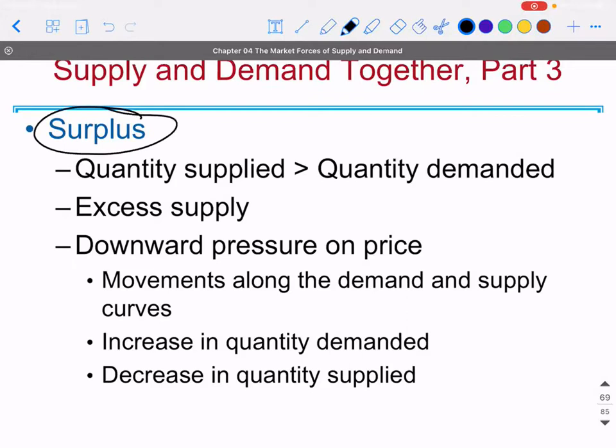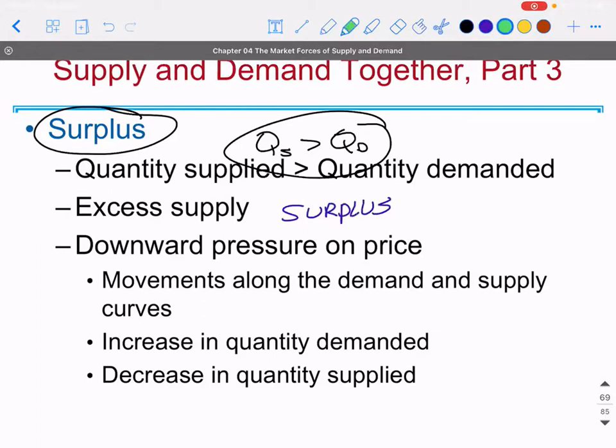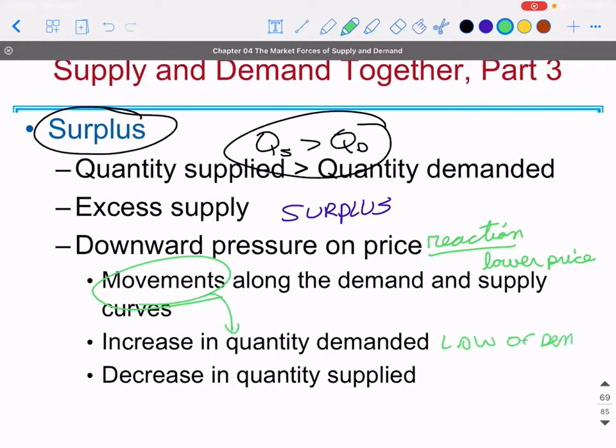But again, when you have a surplus, the issue is that quantity supplied exceeds quantity demanded. That is our surplus. And the reaction to this surplus is lowering the price. As the price is lowered, there's a movement, and you've got one dictated by the law of demand and the other dictated by the law of supply. As price goes down, quantity demanded goes up, and quantity supplied goes down.